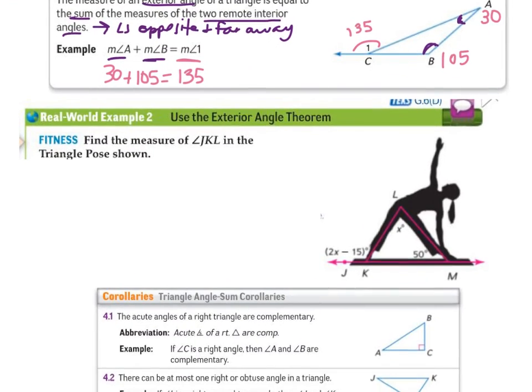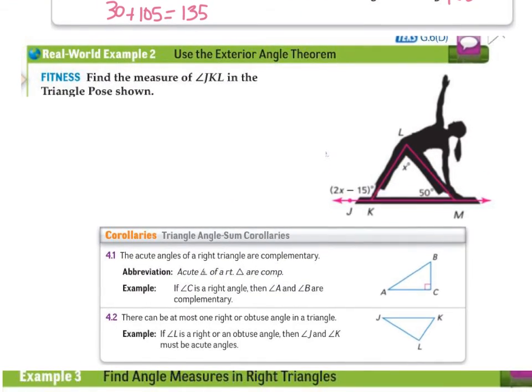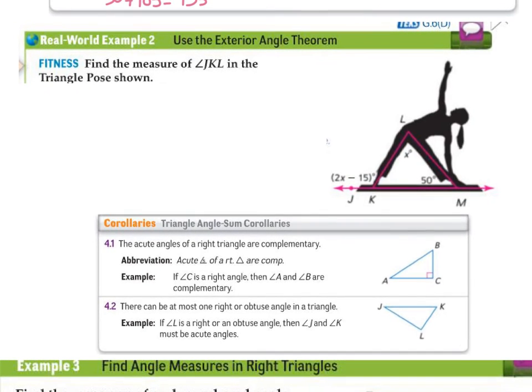Looking at an example of this, we have an individual doing triangle pose. She's making a triangle with her legs and the floor. We need to find the measure of JKL. JKL is this angle right here. We know that JKL is equal to 2x minus 15. All right, 2x minus 15.